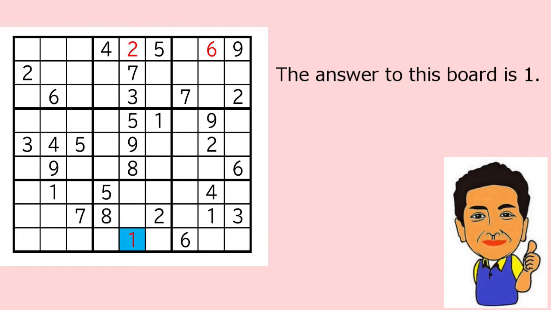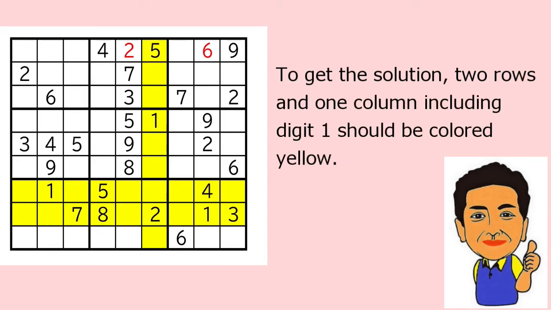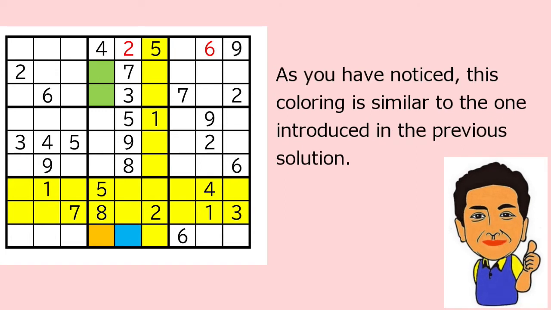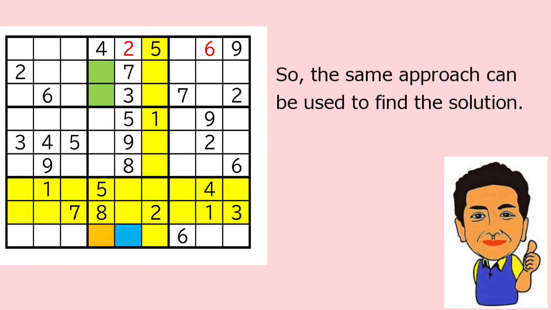The answer to this board is 1. To get a solution, 2 rows and 1 column, including this one, should be colored yellow. Then, some blank cells are to be colored green, orange, and blue as shown in the figure. As you have noticed, this coloring is similar to the one introduced in the previous solution. So, the same approach can be used to find the solution.